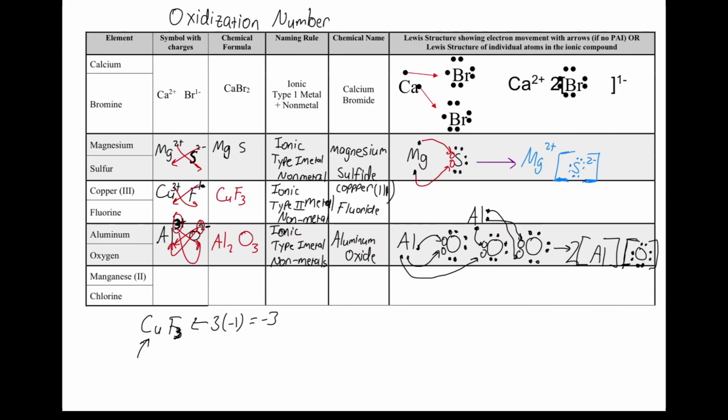Copper, let's pretend we didn't know what it was for a second. Let's say we didn't know it was a +3. How would I figure out what the charge on copper is? Well, if I look at fluorine, it's -3. The molecule has to be overall neutral, which means that the charge I get from copper plus the charge I get from all of my fluorines has to equal 0. For that to happen, I need a copper to balance out that negative charge.